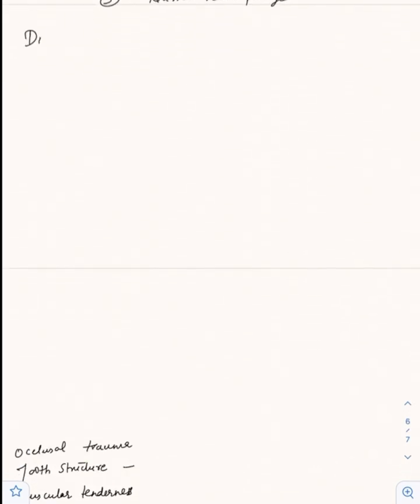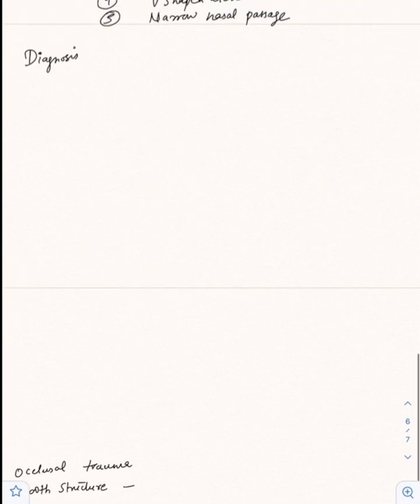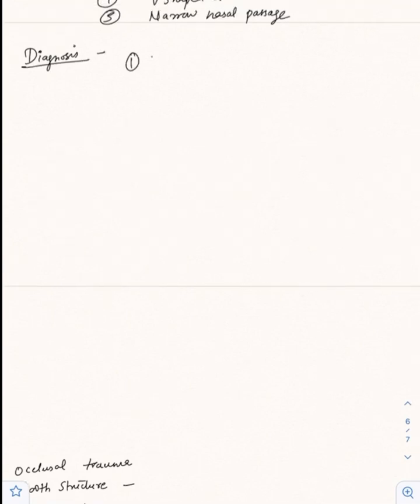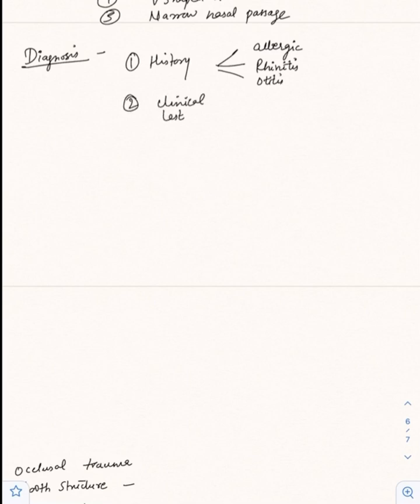Coming to the diagnosis, first we will take the history of the patient: why the mouth breathing occurs and what may be the reason, like allergic rhinitis, otitis, ear pain, or any other. Second, we will do different types of clinical tests.